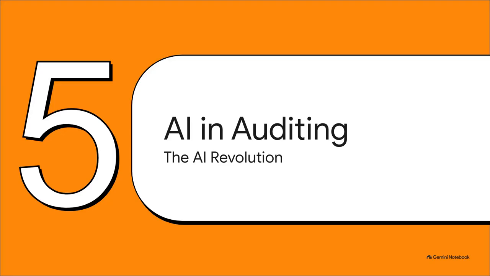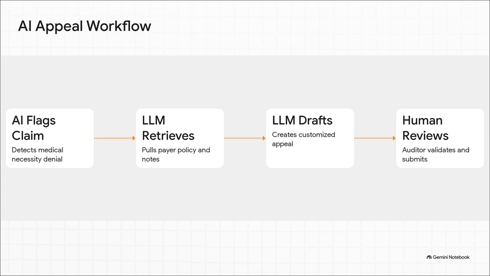And finally, Section 5, the AI revolution in auditing. This is the true evolution of the revenue cycle. It is genuinely fascinating how large language models, think GPT-4, Google MedPalm, or Anthropic Claude, can basically automate this entire workflow now. First, the AI flags that CO50 denial. Then it instantly pulls the Medicare local coverage determination or the specific payer policy right along with the patient data. Next, it drafts a fully customized, perfectly structured appeal letter in literally seconds. Finally, a human auditor just steps in to review, validate, and submit it.